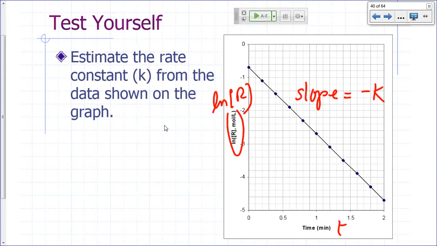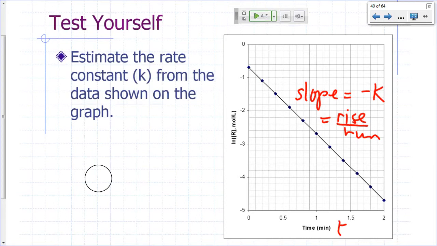Let's calculate our slope. How do we calculate our slope? Rise over run, right? Okay, let's look at our numbers here. By how much did it drop as you go from 0 to 2? So our run is 2, right? 2 minutes. It went from, what's that number right there? That's negative 1. So 0, negative 0.2, 0.4, 0.6, 0.8. So that's about negative 0.7. Okay?